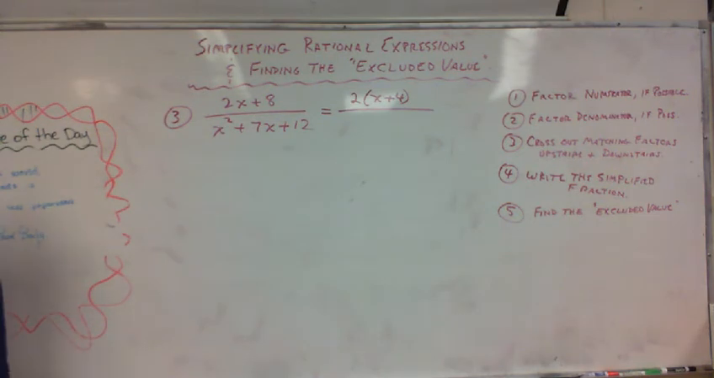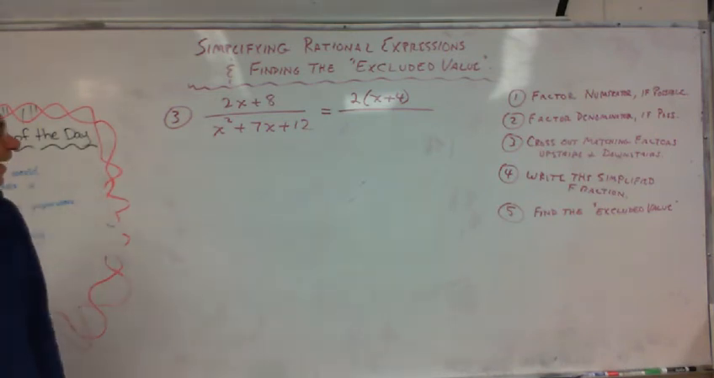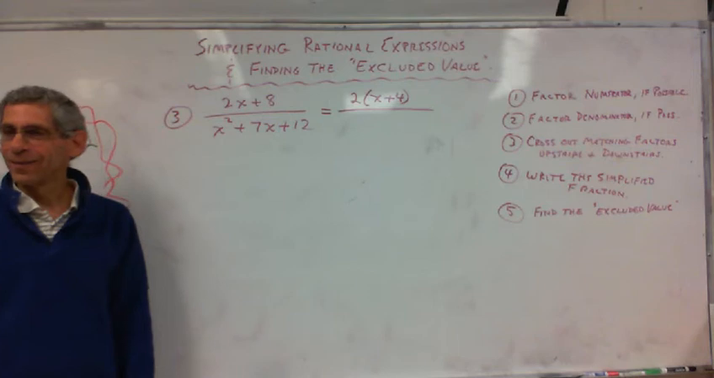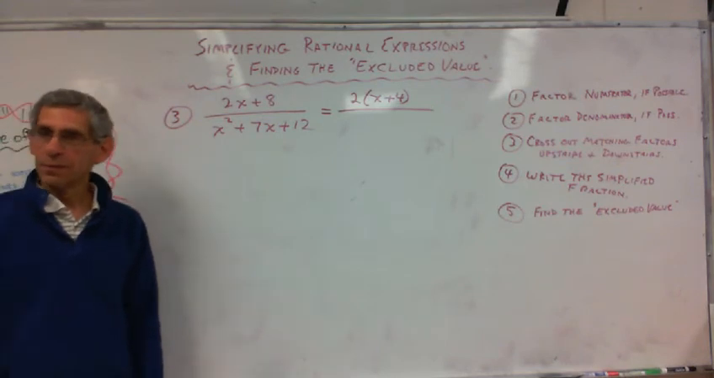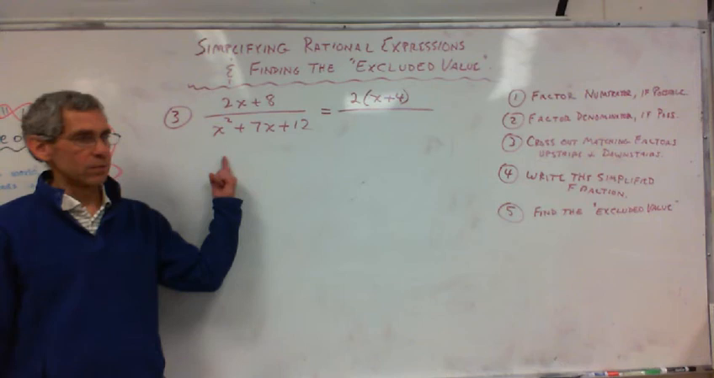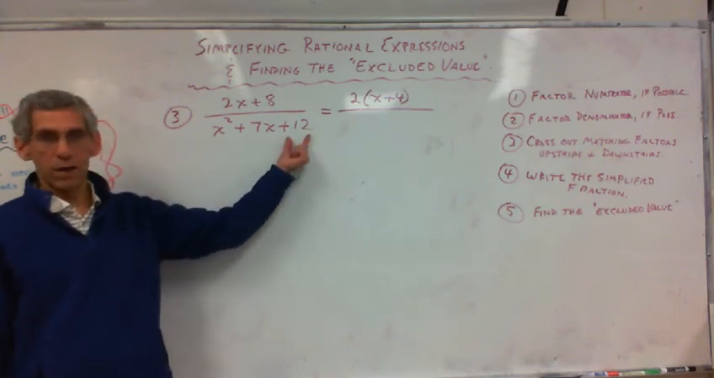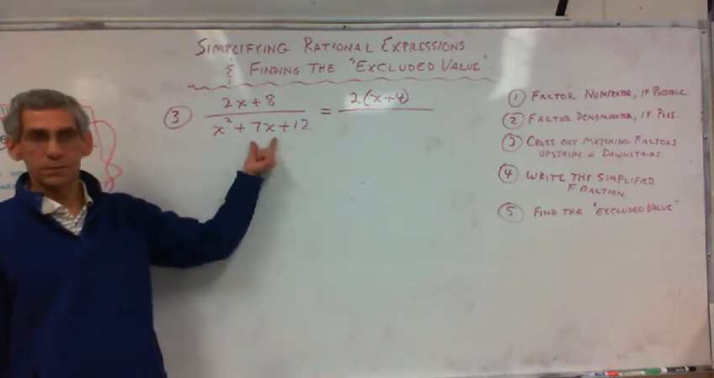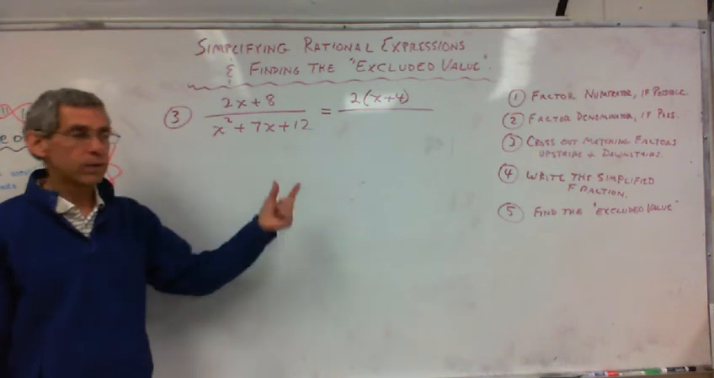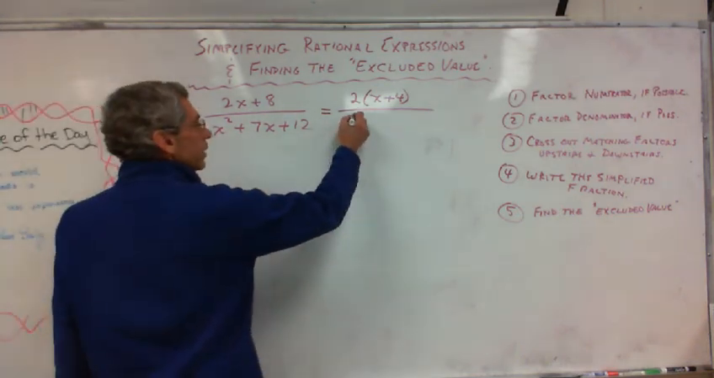Maybe. Factors of 12 that add to 7: 4 and 3. Yes, you can factor it. It's x plus 4 and x plus 3. This is a quadratic trinomial. You guys know how to factor these. Factors of 12 that add to 7, 4 and 3, right?